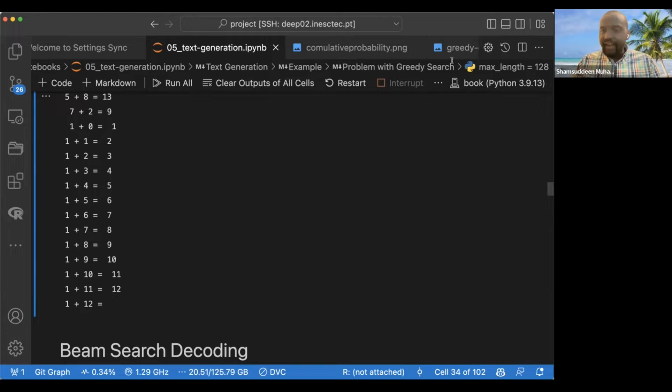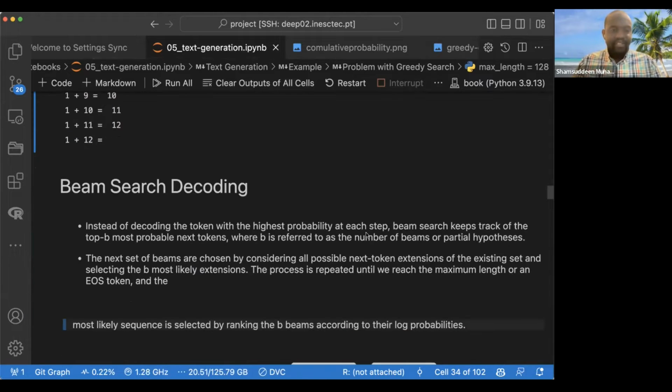Okay, right. So no addition. Okay, so let's move on to beam search. So we can see basically that the greedy method has some issue with that. So the alternative approach is to use what is called beam search decoding.